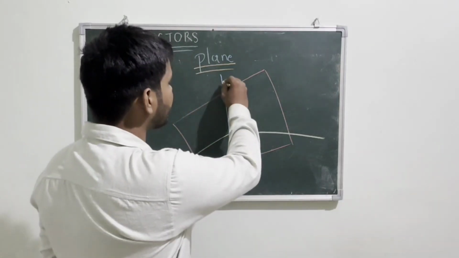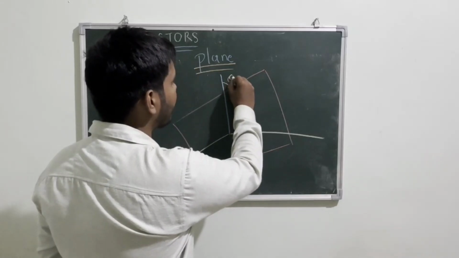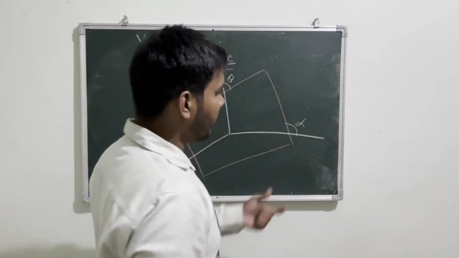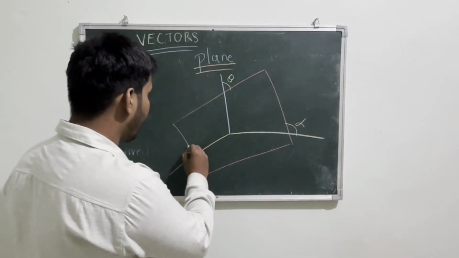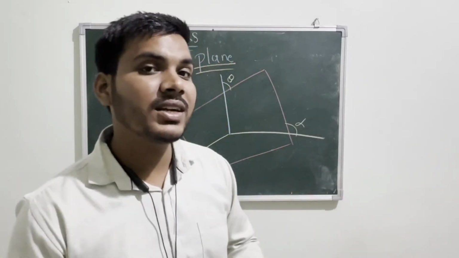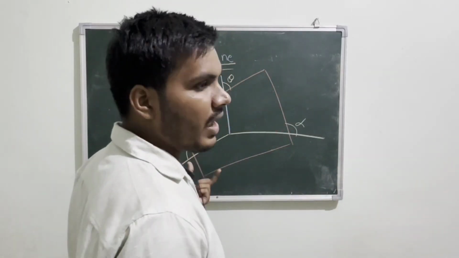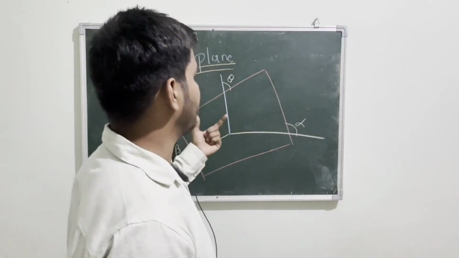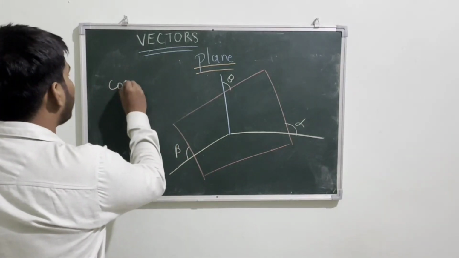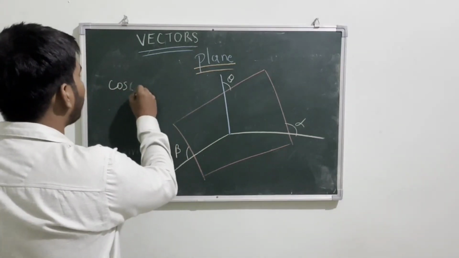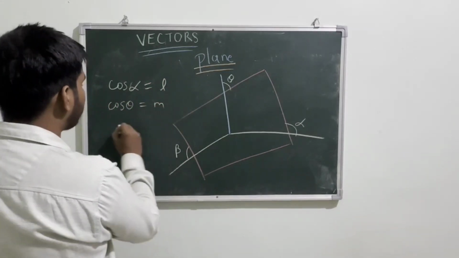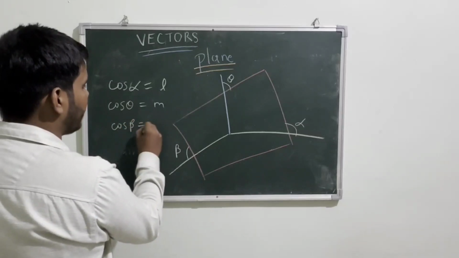Suppose this is the direction, and this angle is theta from the y-axis. This is the angle alpha from the x-axis, and this is the angle beta from the z-axis. So how to determine this plane? This is the main question that comes to our mind. There are three angles used to determine the directions, and generally cosines are used. Cos alpha is represented by L, cos theta is represented by M, and cos beta is represented by N.